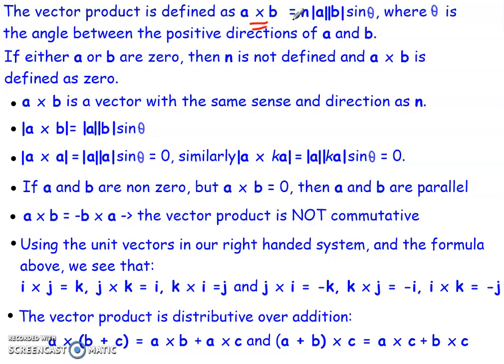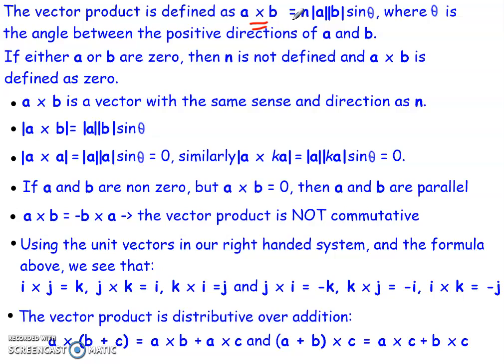However, if we ignore that, and say A and B are non-zero for the rest of the definitions, there are a few key characteristics. First, A cross B, the vector product of A and B, gives us a vector with the same sense and direction as the normal vector n. Basically, it gives a vector perpendicular to the plane containing A and B.